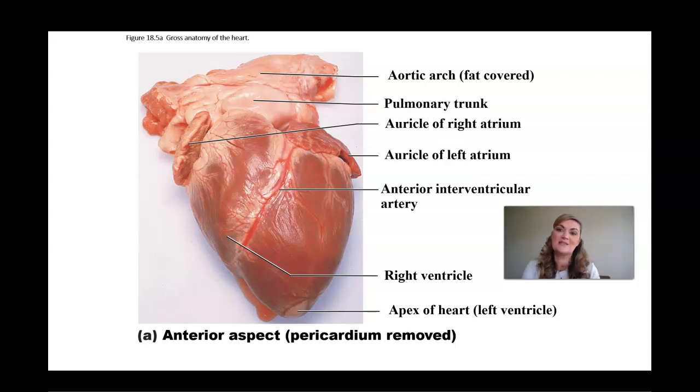Okay, so looking at it, you see that aortic arch at the top, and of course it is covered in some fat. You see the pulmonary trunk, the auricle of the right atrium, the auricle of the left atrium, and then you see that anterior interventricular artery, which is how you orient yourself in lab when you're looking at it to find the front. So you look for that interventricular artery that goes down the center, and it does have some adipose tissue or fat that runs along with it. And then, of course, you see your right ventricle and your left ventricle, which has the apex.